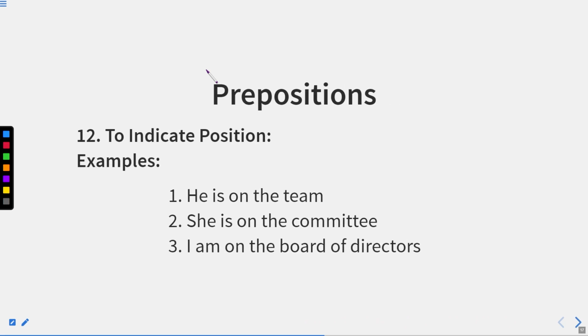To indicate position. If we want to indicate the position, we can use the preposition on. How? He is on the team. It means his position is there in the team. On the team means that he is a part of the team.